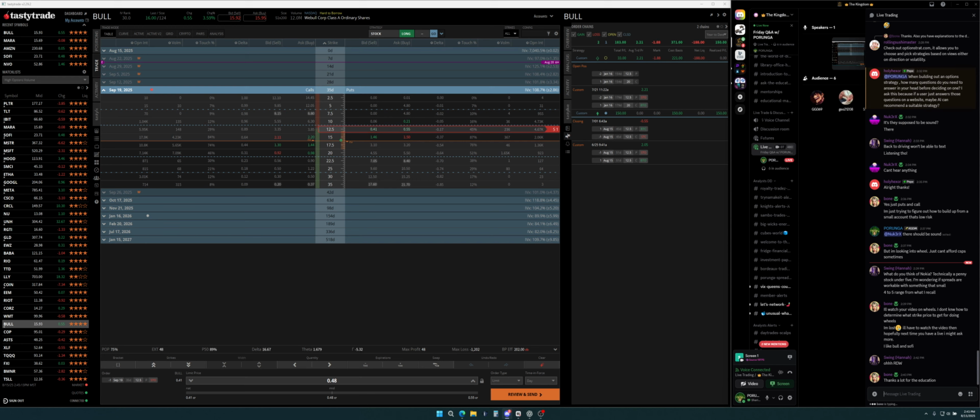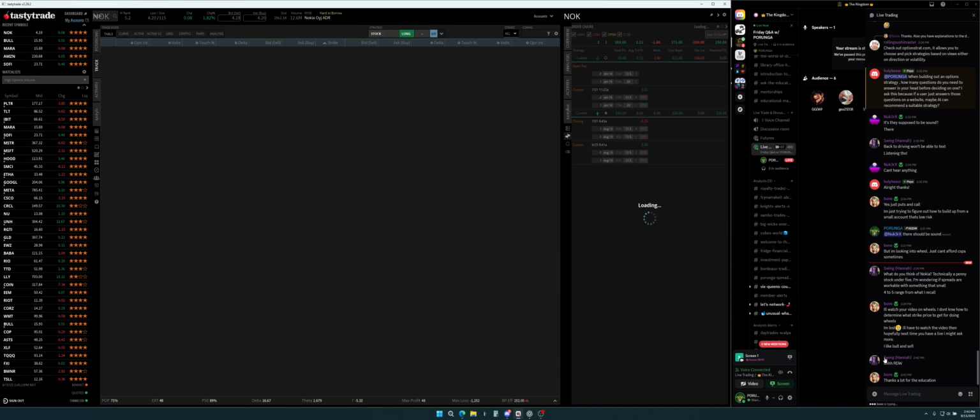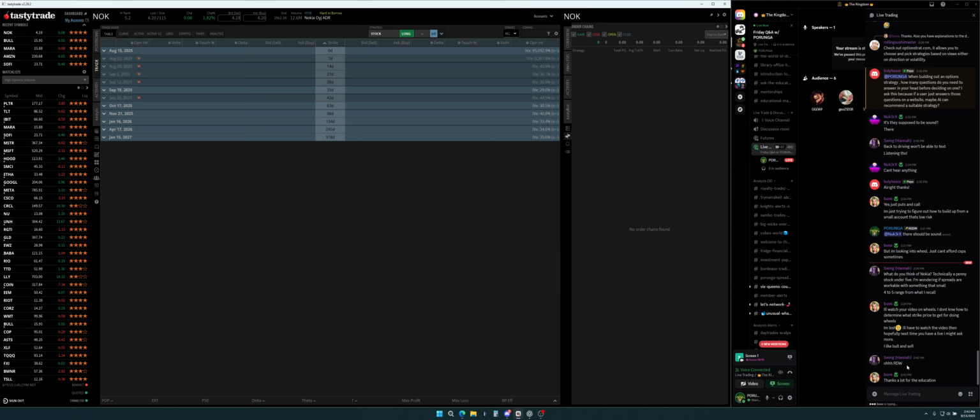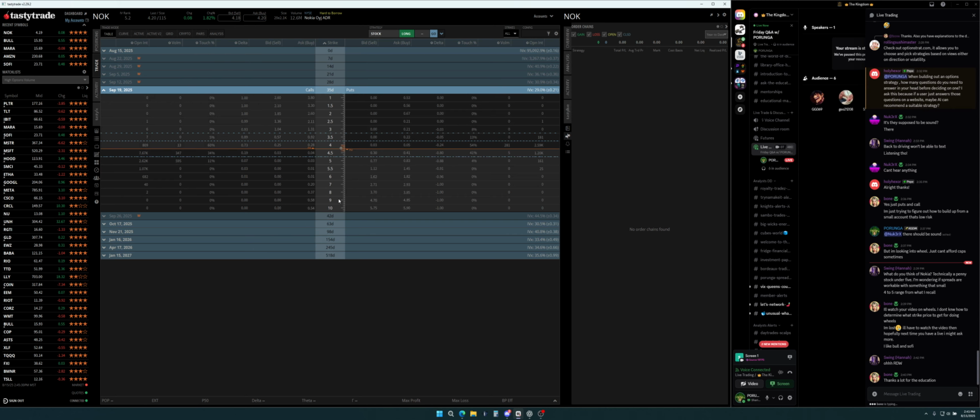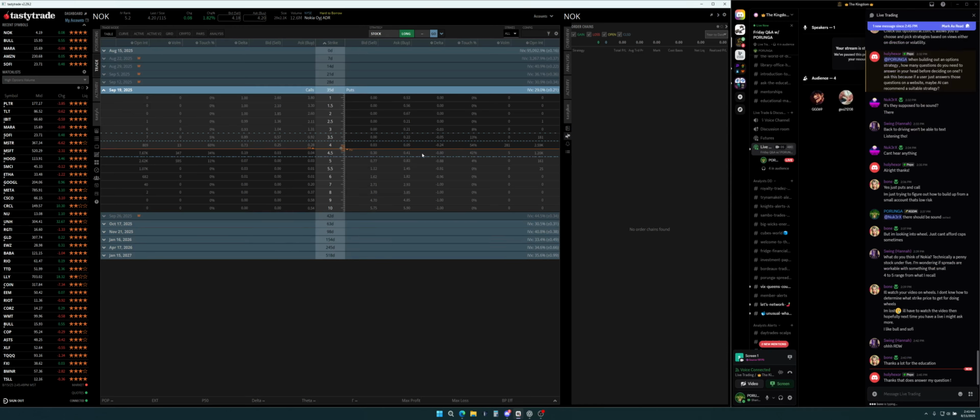And so, Swing, what do you think of Nokia? Technically a penny stock under five. I'm wondering if spreads are workable on something that small, in the 4 to 5 range. If you look at Nokia, sometimes when we go this cheap, spreads can be hard. Liquidity is not terrible, but you're going to go very close to the money. From the $4 strike, the calls are a 73 delta and the 4.50 is a 19 delta. And then on the puts, the 4.50 is an 80 and the 4 is a 24.